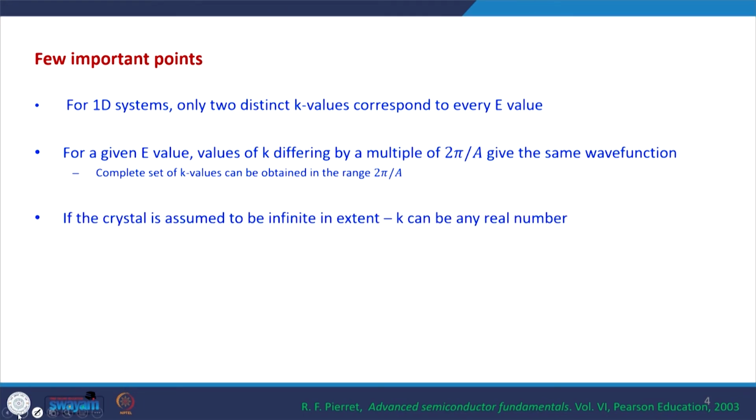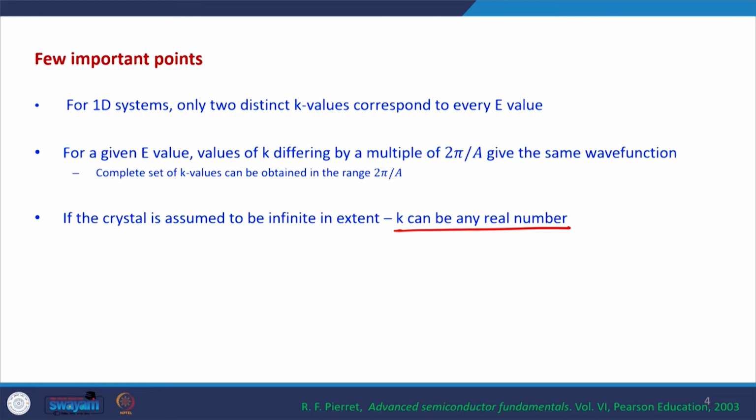The third point that we need to keep in mind is that if the crystal is assumed to be infinite in extent, in that case this k can be any real number. So, if the crystal is infinite or very long as compared to the distance between two atoms, in that case k can take any real number and there is no other constraint on k. And this we can see also from the statement of the Bloch's theorem.